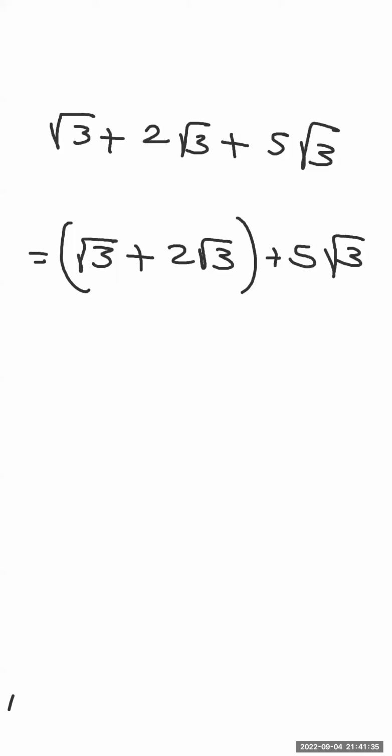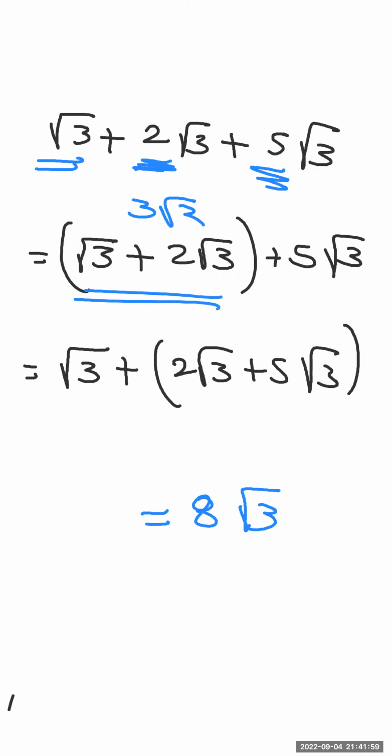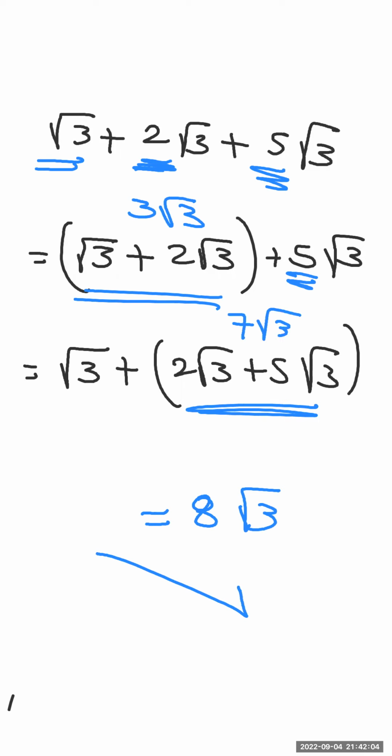Or otherwise, it will equal square root of 3 separately like this, then plus, group the second 2 numbers, 2 square root of 3 plus 5 square root of 3. In all cases, it will equal 1 plus 2, 3 plus 5, 8 square root of 3. Here also, 3 square root of 3 plus 5, 8. Here, 7 square root of 3 plus 1, 8. So that was the associative property. Is it clear? Yes. Okay, that sounds very good.